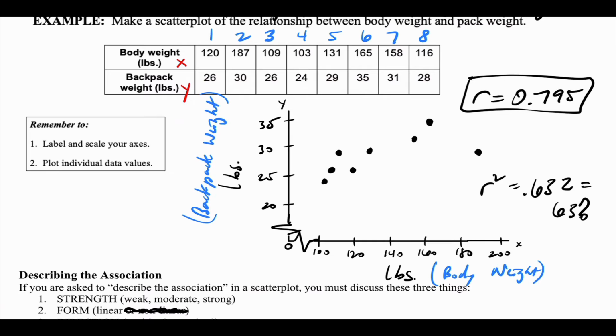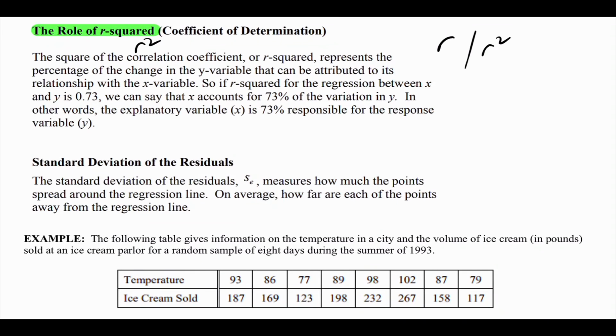That makes sense because if someone's heavier, they can support more weight, right? Not everybody, right? There was one person out here who was on the heavier side of the list, and their backpack didn't weigh as much. So that's what R squared says. R squared explains things. Why is this happening? Well, 63% of the reason why your backpack weighs what it does is because of your weight. Okay? That's what R squared says.